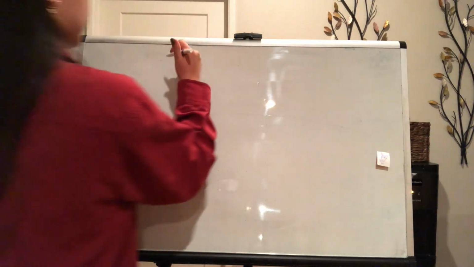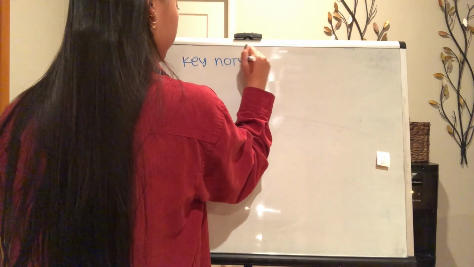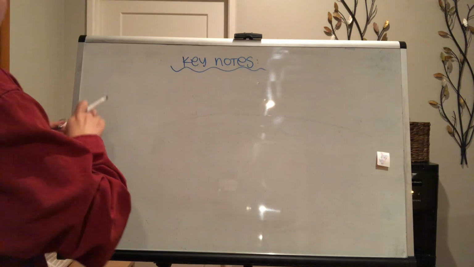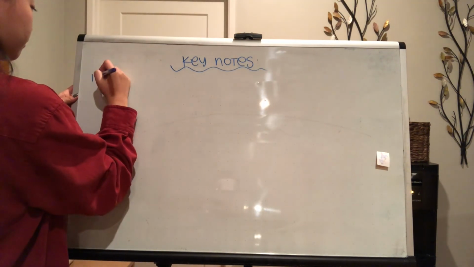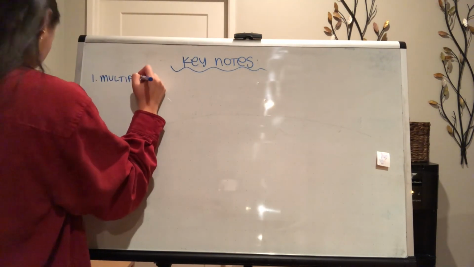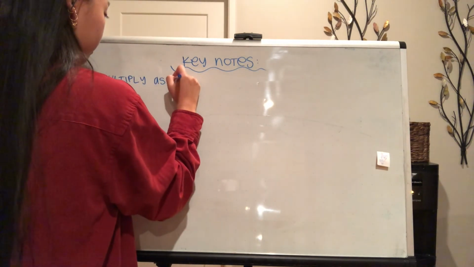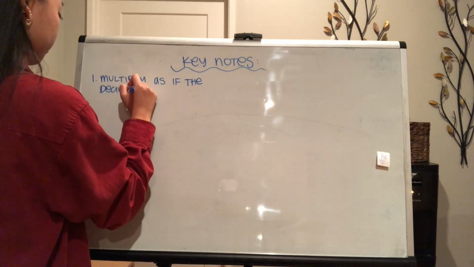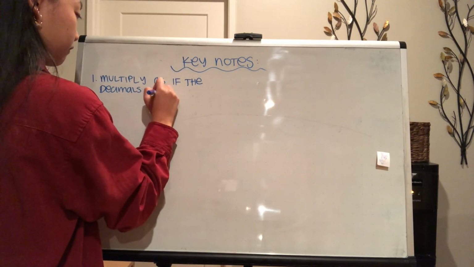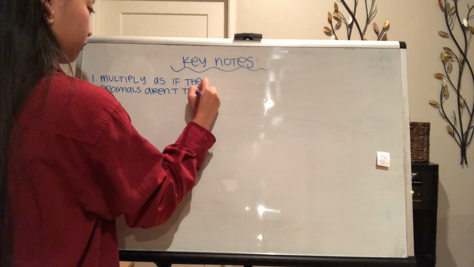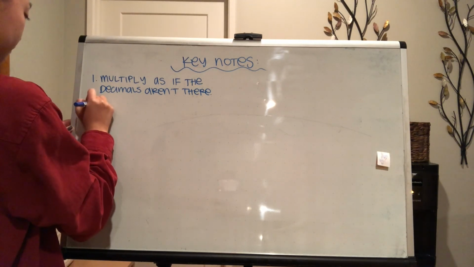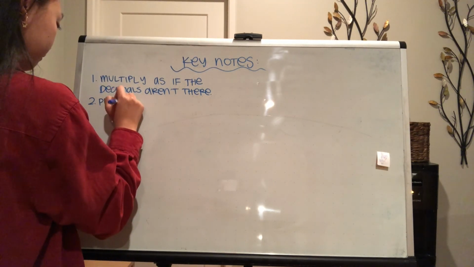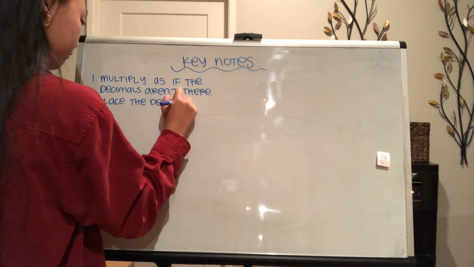Alright, so today we're going to be talking about how to multiply decimals. First, we're going to talk about key notes. The first note is to multiply as if the decimals are not there. The second note is to place the decimal into the answer once you're done multiplying.